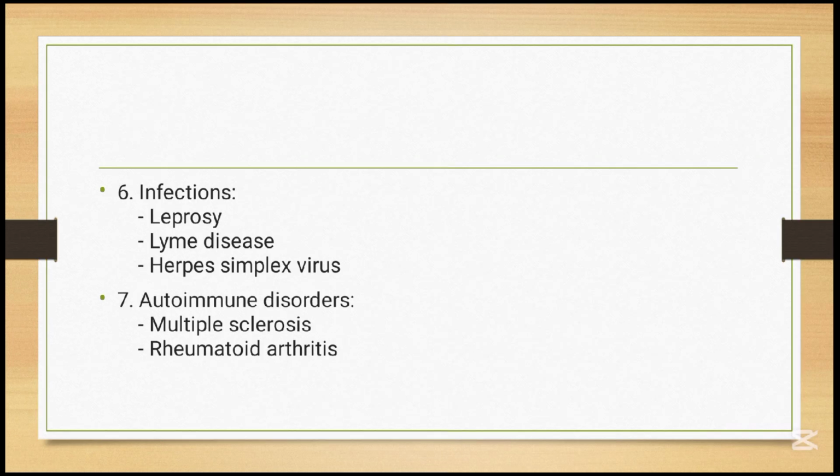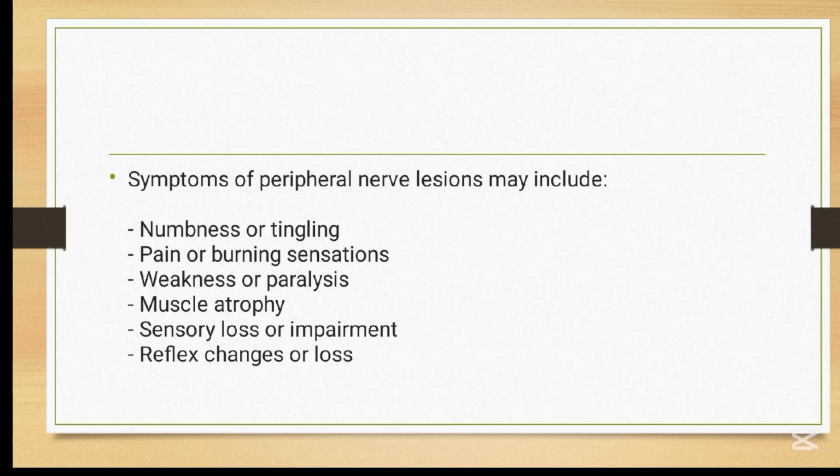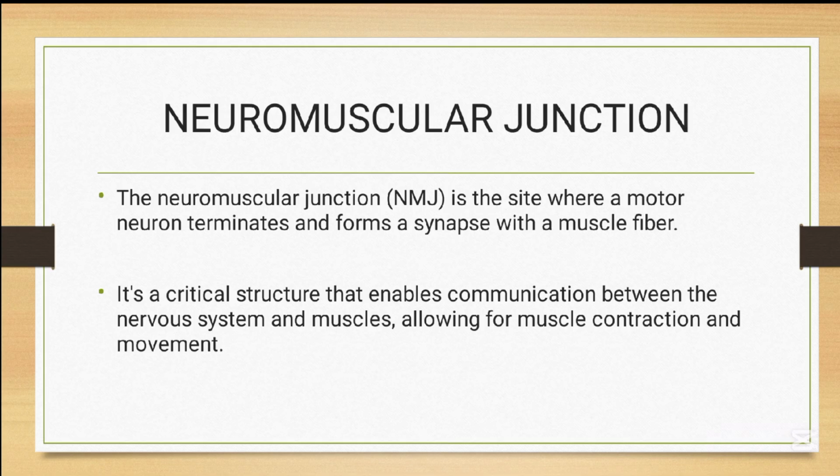Number 6 is infection, Lyme disease, herpes simplex virus. Number 7 is autoimmune disorder, multiple sclerosis and rheumatoid arthritis. These types of diseases we can see in different peripheral nerve lesions. Now moving toward symptoms of peripheral nerve lesions. Number 1 is numbness, tingling, pain or burning sensation, weakness or paralysis, muscle atrophy, sensory loss or impairment, reflex changes or loss.